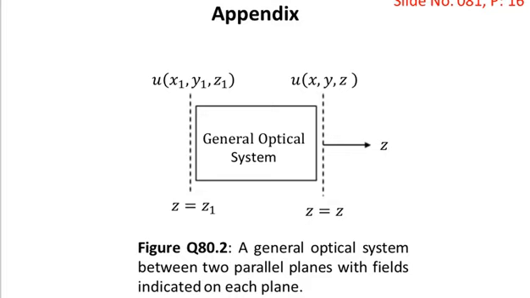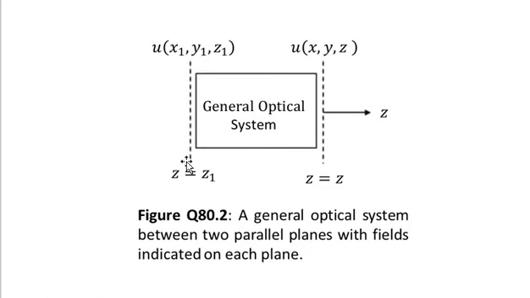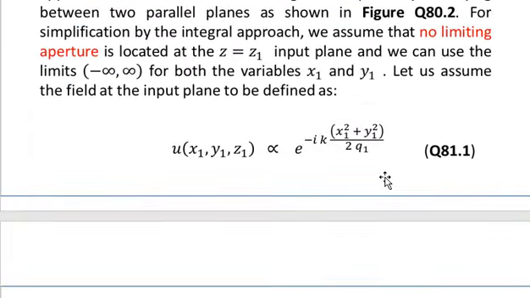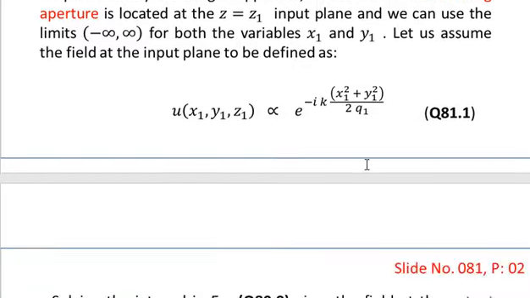that is at this plane. And we are assuming that these planes located at z is equal to z1 and at z is equal to z are of infinite extent, and that there is no limiting aperture at the input plane or at the output plane. What is q1? I shall address the details about q1 later, maybe in the next page.